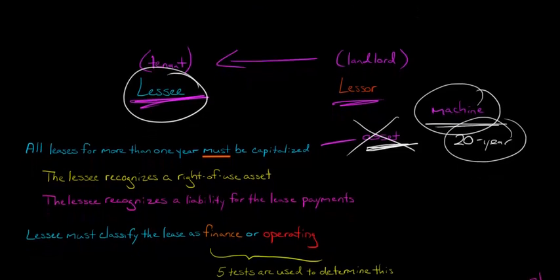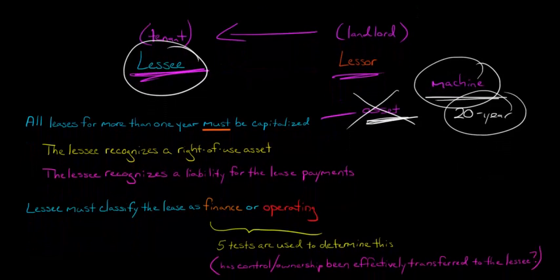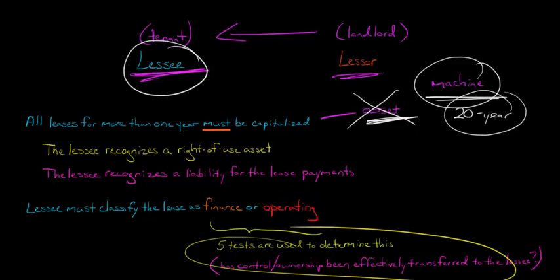And the basic idea behind what we're trying to figure out is, has control or ownership of the asset been effectively transferred to the lessee? If it has, then we call it a finance lease. If it has not, then it'd be an operating lease. Now, it's a little more technical. This is just a basic concept.